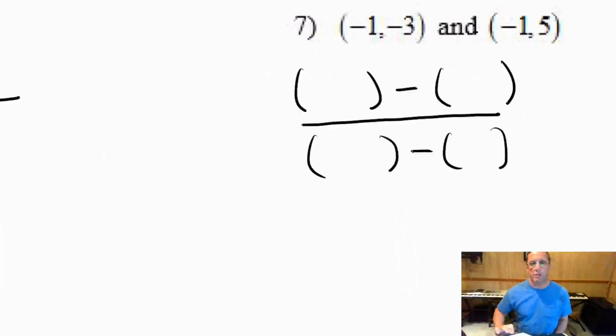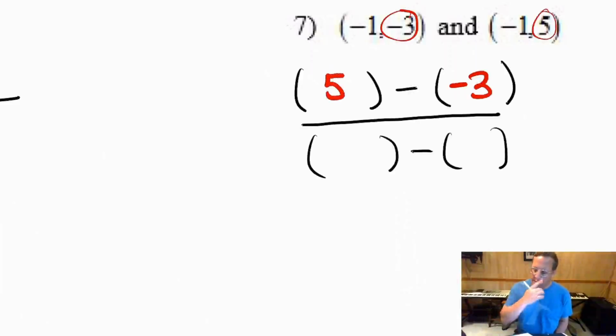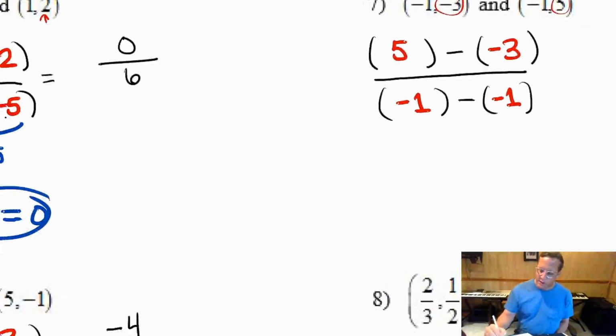All right, for number 7, we've got everything set up here. So I'm going to put the y's up top. So we got 5 minus -3. There's your y's. And our x's are going to be -1 minus -1. Like we have been doing, I'm just going to simplify things up.